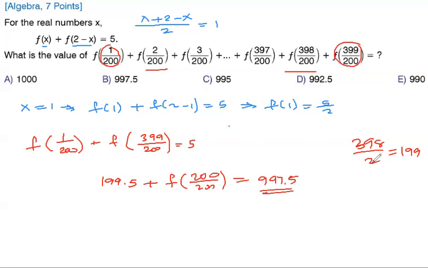So this is a nice question about the functional equation. If you would like to have a little bit more practice on this, I'll attach another set of questions so you can review those as well.